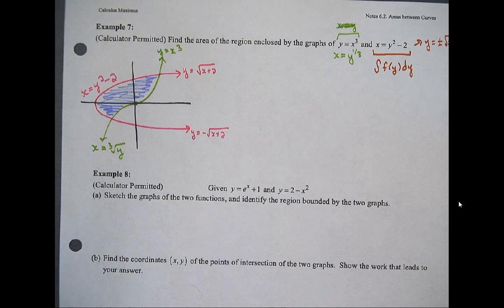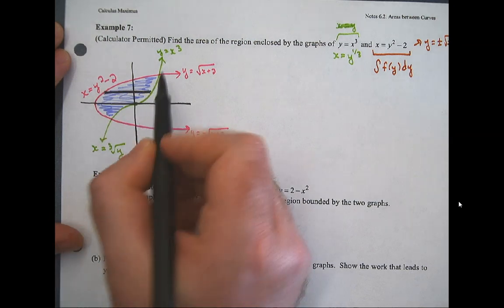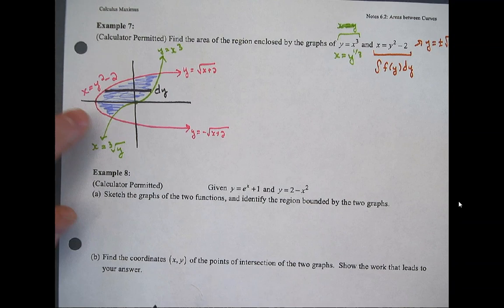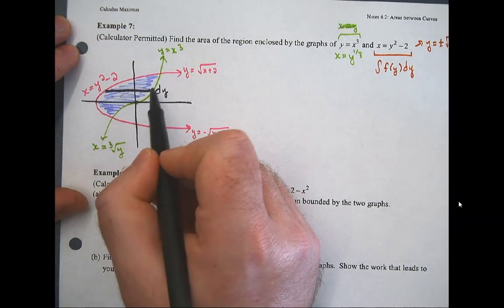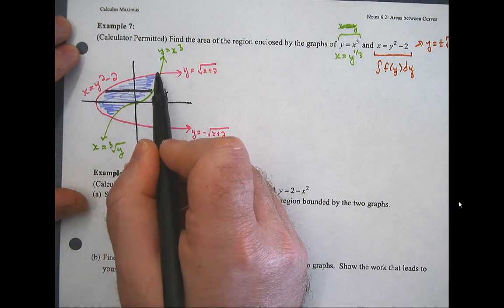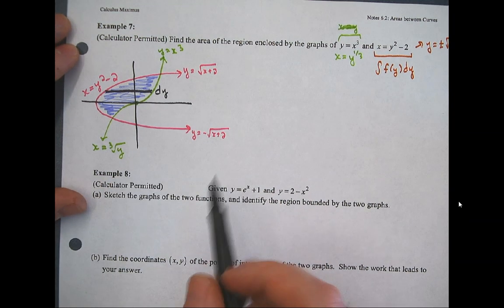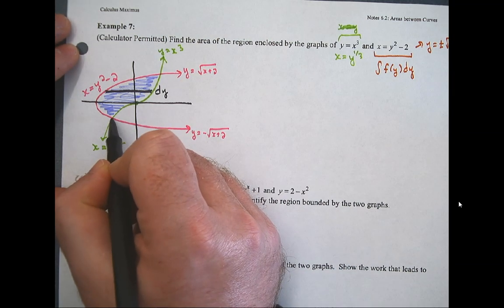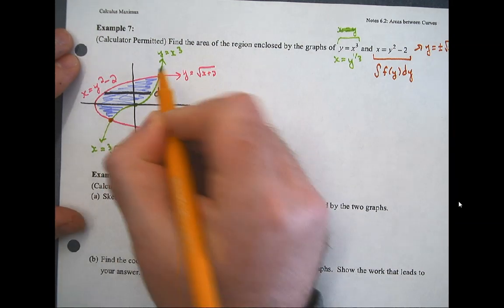So like I said, I want to do this with dy, because then I only have one integral to integrate. Okay, so from a y perspective, who is further to the left? Who's further to the right is always x equals the cube root of y, and who's further to the left is x equals y squared minus 2. So I've got to find some points. I've got to find the location of this point, and I've got to find the location of this point.